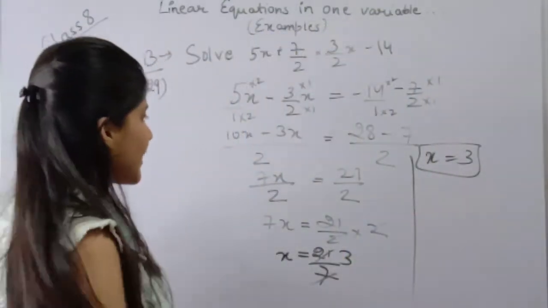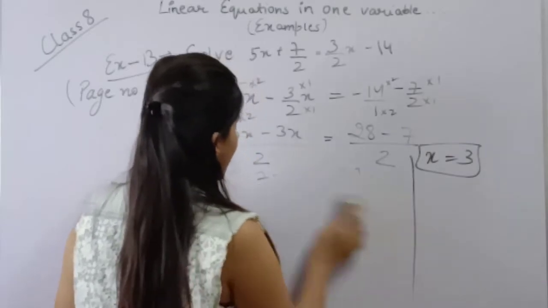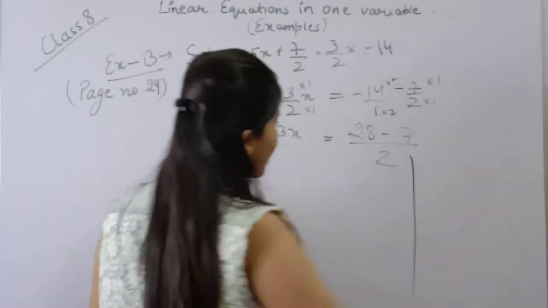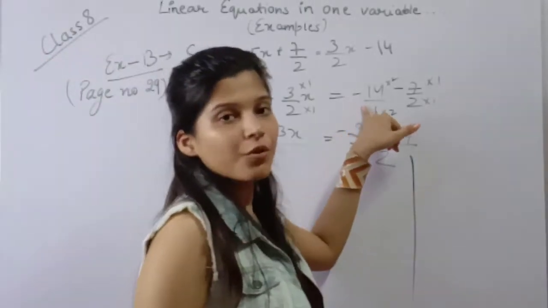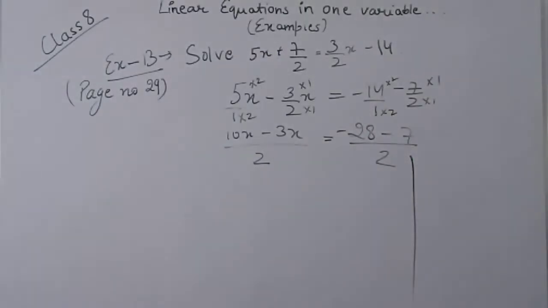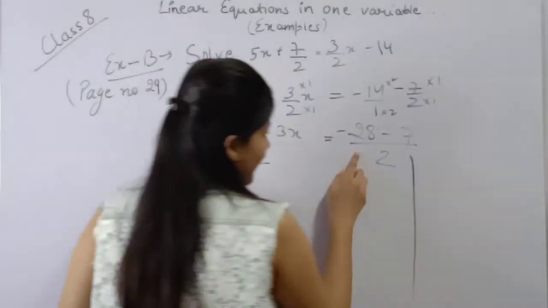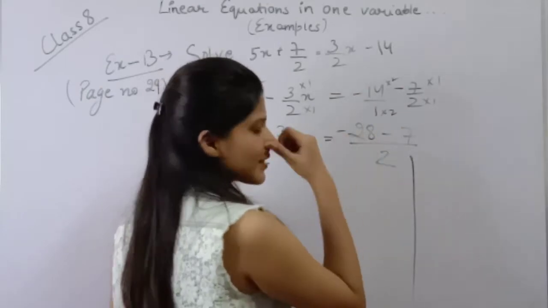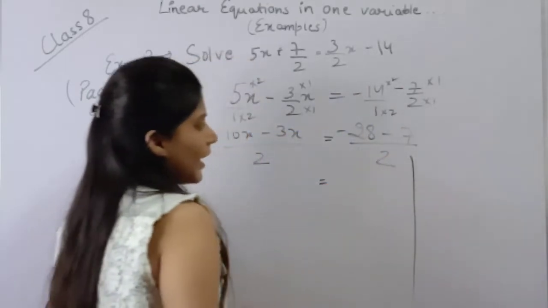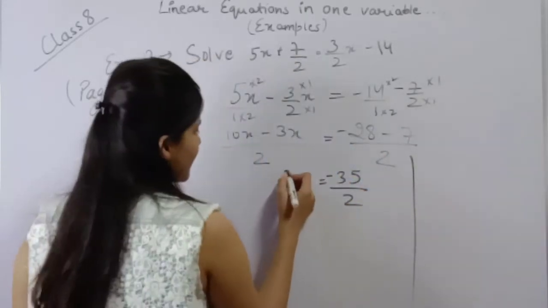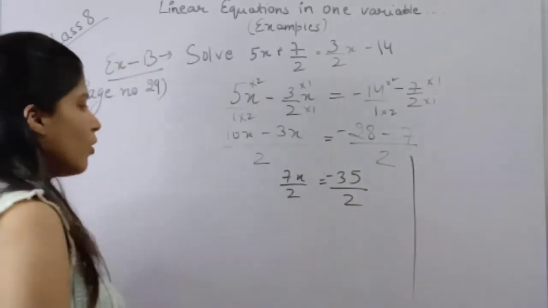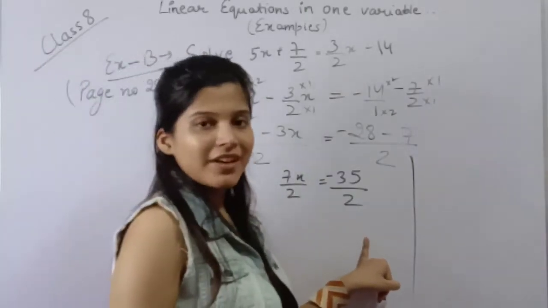Student, one mistake we have done in this question, and that mistake is in this step. What is the mistake? We have written 28, but this is minus 28 because this is minus 14. Okay. So this is minus 28 minus 7. Now minus minus is plus. So 8 plus 7 is 15, 1 carry, minus 35 upon 2, and this is 7x upon 2. Okay, so now 7x upon 2 equals to minus 35 upon 2.